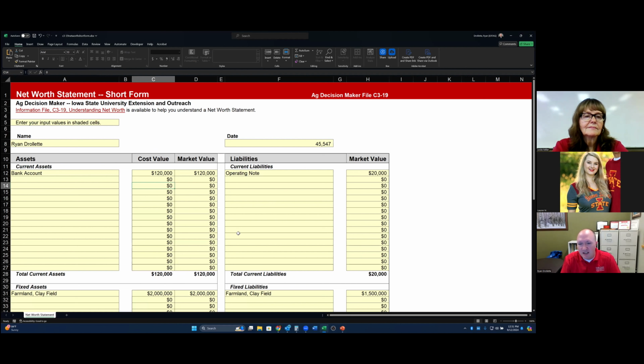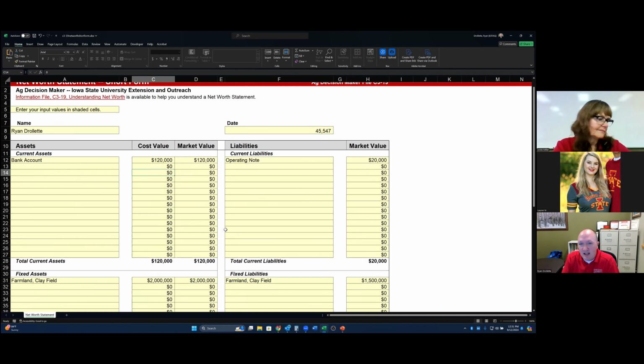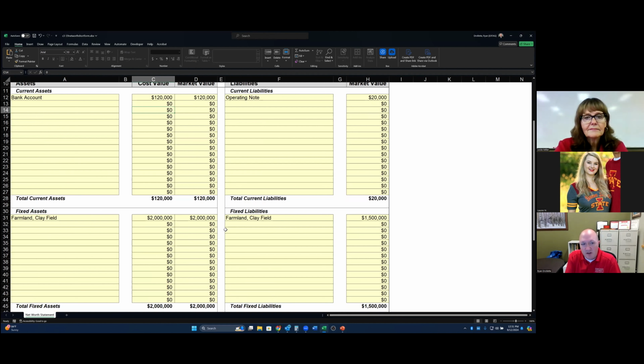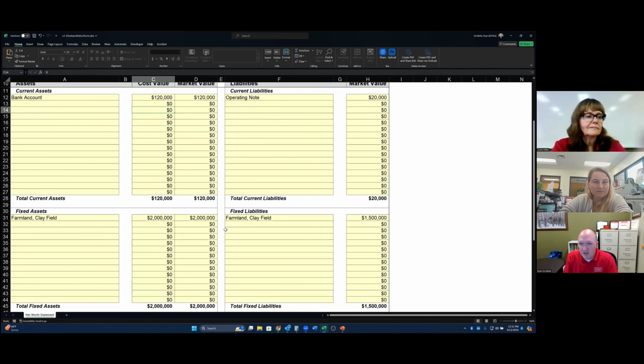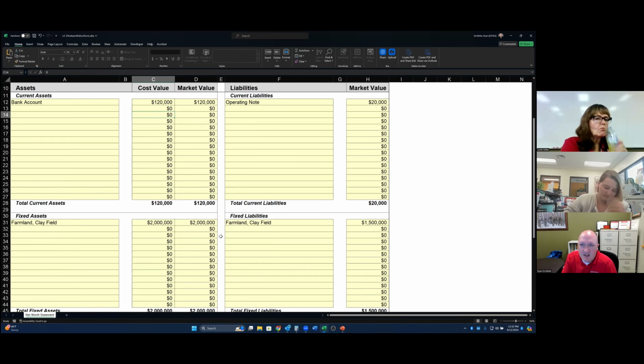So, putting things into a net worth statement. We've talked about current, intermediate, and long-term assets and liabilities. This sheet actually only goes through current assets and fixed assets. So take your midterm and your long-term assets and liabilities and put those into the fixed side. The current ones are all going to go in the top box here. So this is just an example.